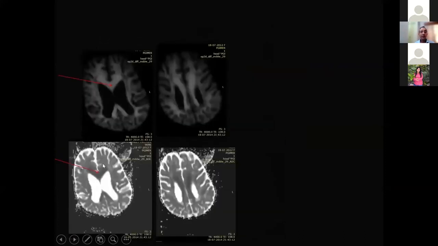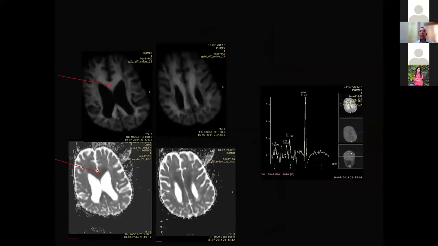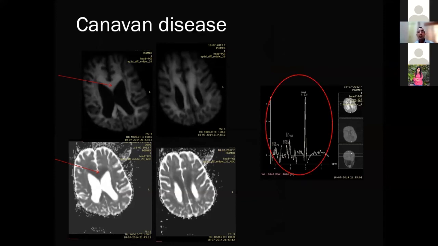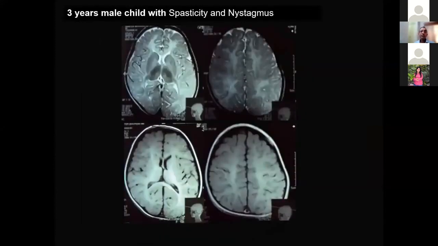In addition, there is diffusion restriction along the corpus callosum. Spectroscopy was done, which showed a tall NAA peak, hence confirming a diagnosis of Canavan disease.